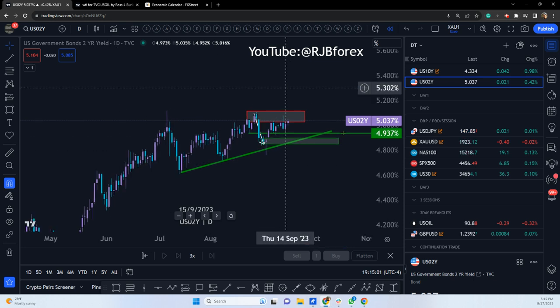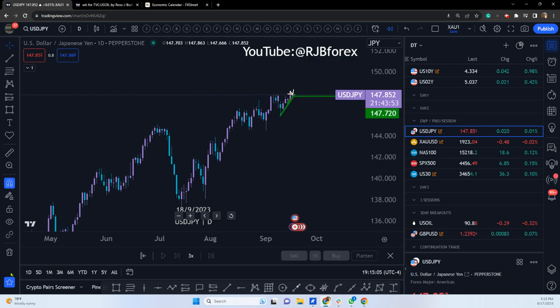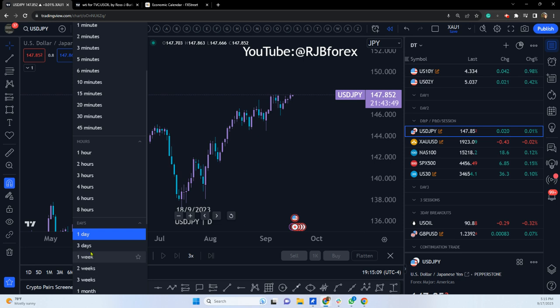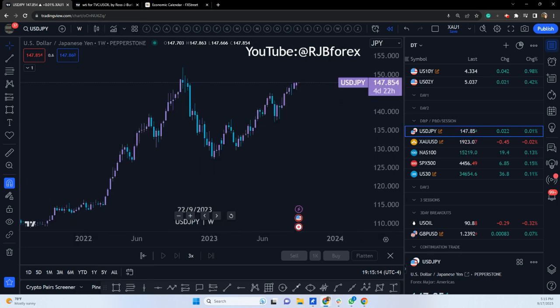Right then, so moving over to dollar yen, we've got the Bank of Japan later on this week. Starting from the weekly chart.